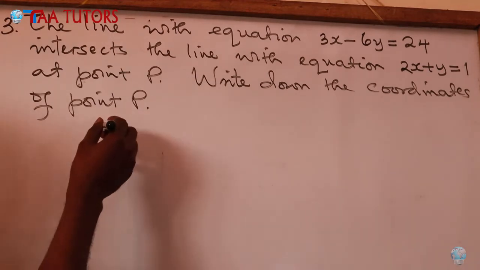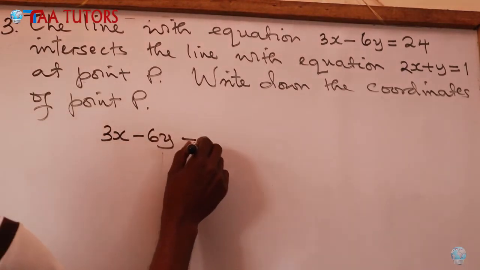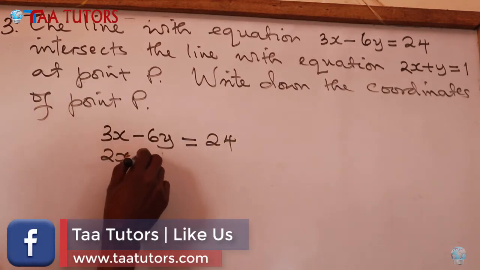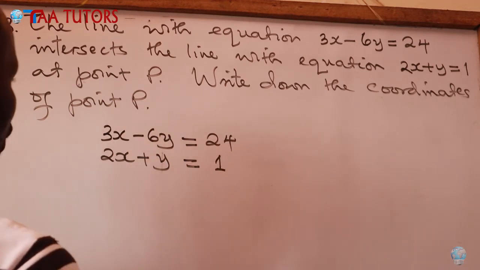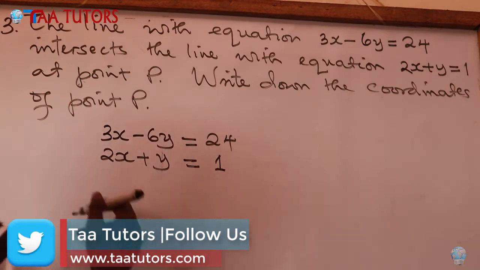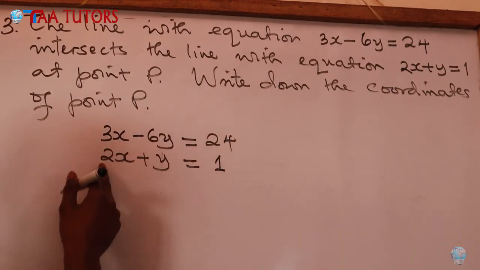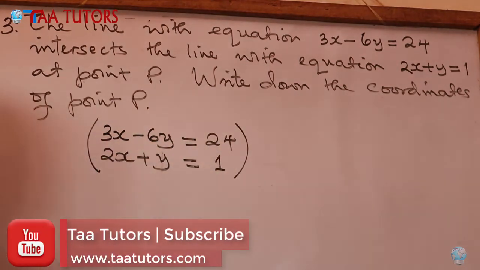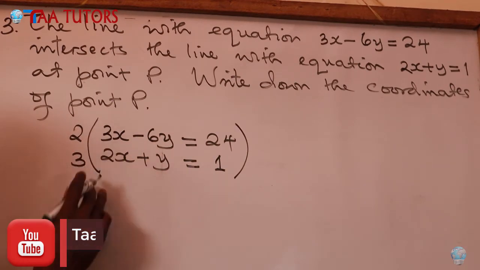The first thing we have to do, we bring these two equations, 3x minus 6y equals 24, and then we have 2x plus y equals 1. Now in this case, previously we eliminated y, let me now eliminate x. For me to eliminate x here, the coefficients of x are 3 and 2. For me to remove them, I will have to get the LCM. The LCM of 2 and 3 is 6. So I will multiply by 2 to get 6, and I'll multiply by 3 to get 6.